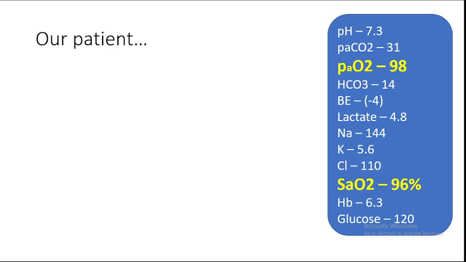Right. So what about our patient? So this is the blood gas I gave you. PaO2 is 98. So it's in the normal range. So there is no hypoxemia. Patient's oxygen level is okay. SaO2 is 96. So that is also fine. So there is no hypoxemia in this patient.